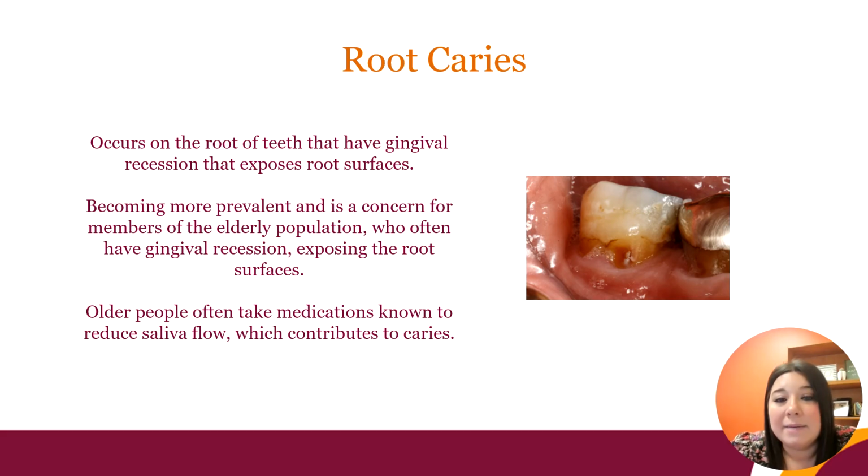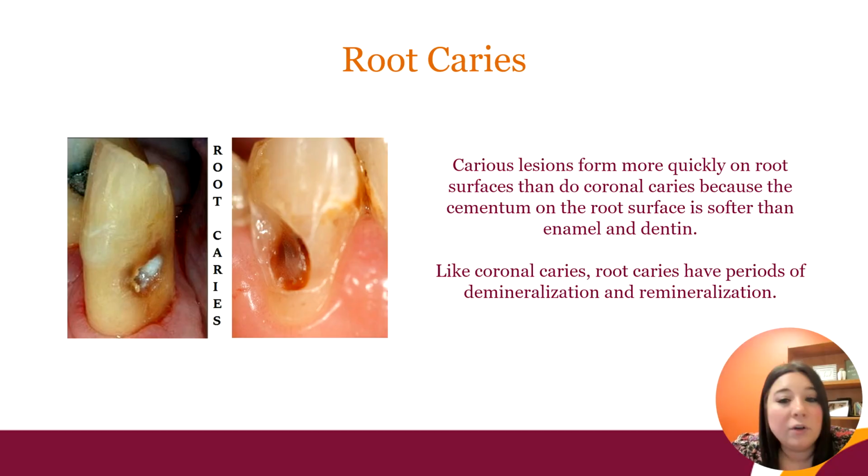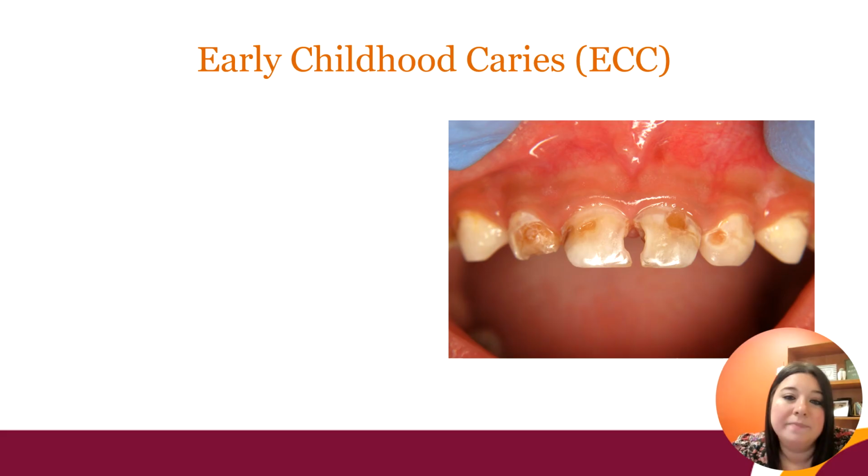So things like Biotene products, which act almost like saliva to rinse away these bacteria, can be super important for the elderly population to prevent root caries. Carious lesions form more quickly on root surfaces than on the crown portions because the cementum on the root surfaces is a lot softer than the enamel and dentin. So once this root caries process starts, it often gets pretty bad pretty quickly. Like coronal caries, the root caries have periods of demineralization and remineralization.